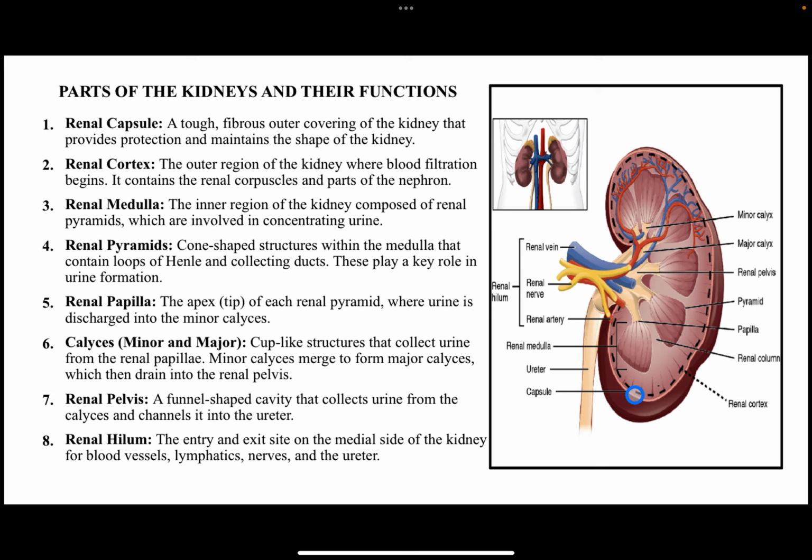The renal capsule is the outermost layer of the kidney. It is made up of fibrous tissue. It's the tough fibrous outer covering of the kidney that provides protection and maintains the shape of the kidney. That is the renal capsule. From the renal capsule, we have what we call the renal cortex.